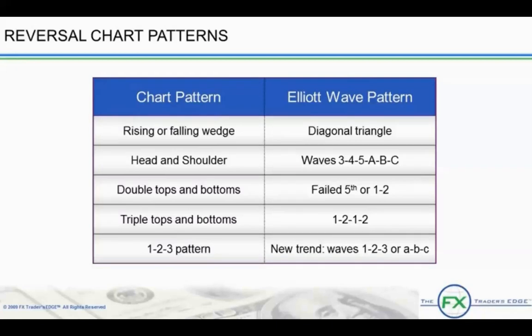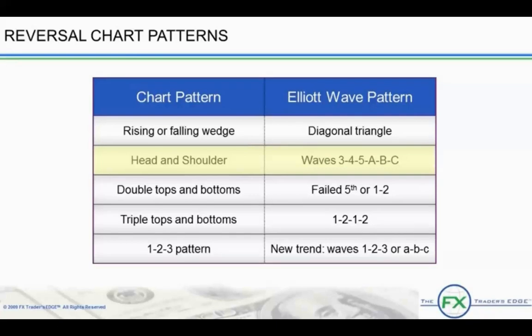This chart summarizes some of the classical chart patterns and what their equivalents would be using Elliott wave terminology. Let's take them one by one. The first reversal chart pattern is the rising and falling wedge, which in Elliott wave terminology is equivalent to diagonal triangles. The classic head and shoulders pattern is also a reversal pattern and shows up at the ends of moves. In Elliott wave terms, the end of a 5-wave sequence.